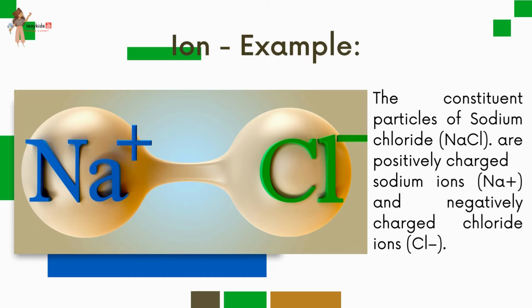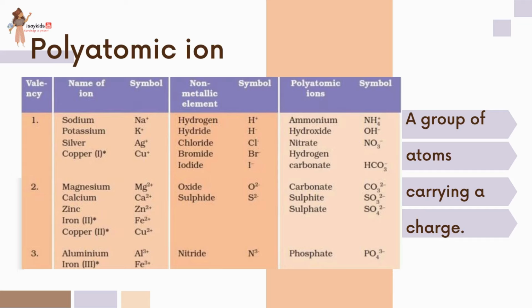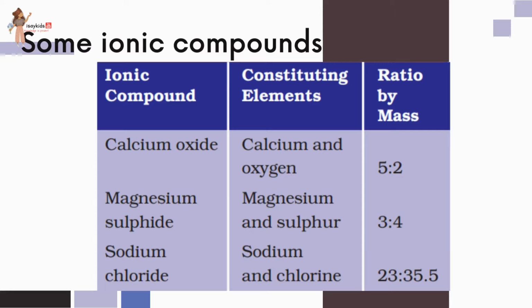Take, for example, sodium chloride. Its constituent particles are positively charged sodium ions and negatively charged chloride ions. A group of atoms carrying a charge is known as a polyatomic ion. Here are some polyatomic ions. Here are some ionic compounds.